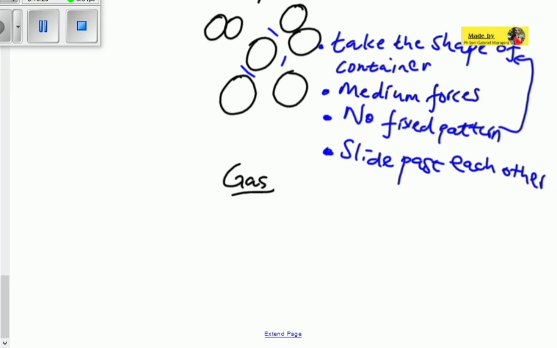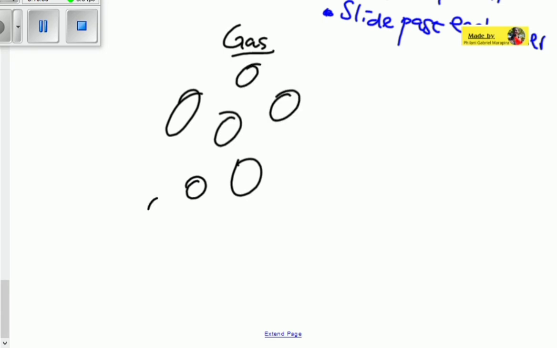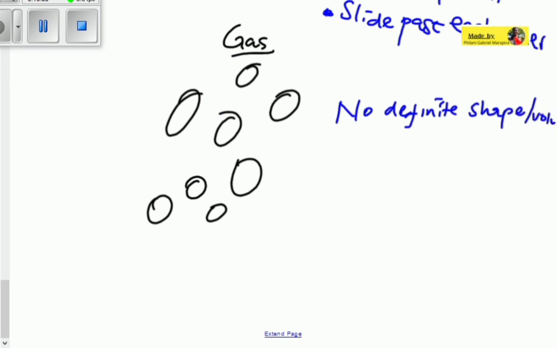So the gas state, let me actually draw the particles. So these are depicting the gaseous state. So they've got no definite shape or volume. Okay, reason being, you can see that a gas can just occupy any space in the air, right?